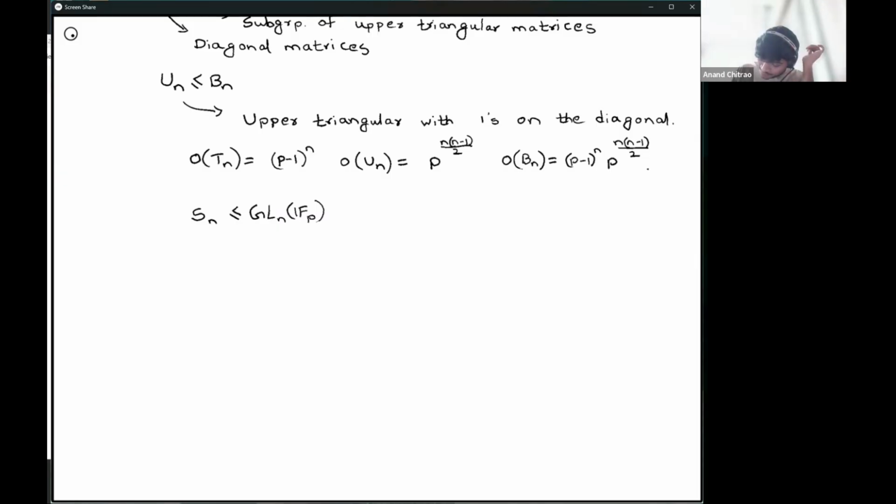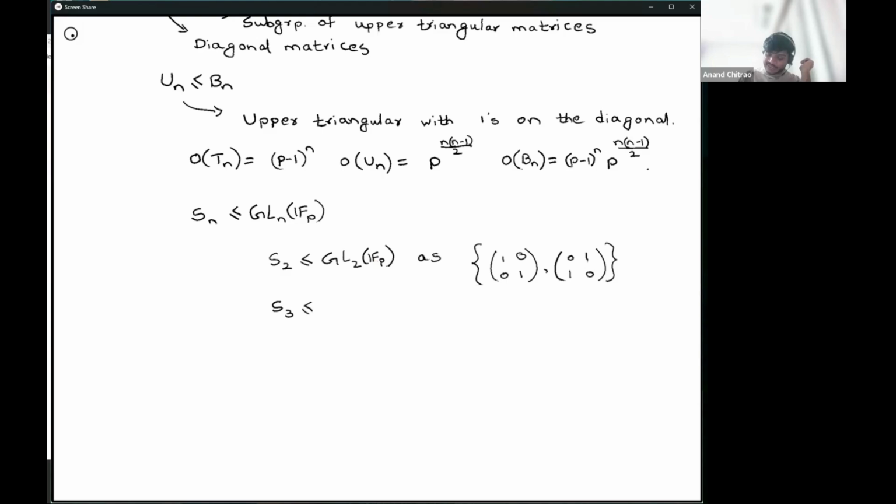Let me show you how. S2 is a subgroup of GL2, it doesn't matter what field you take, as the subset consisting of the identity matrix and this matrix. One can check that this forms a subgroup of GL2(Fp) or GL2(R), and this subgroup is isomorphic to S2.